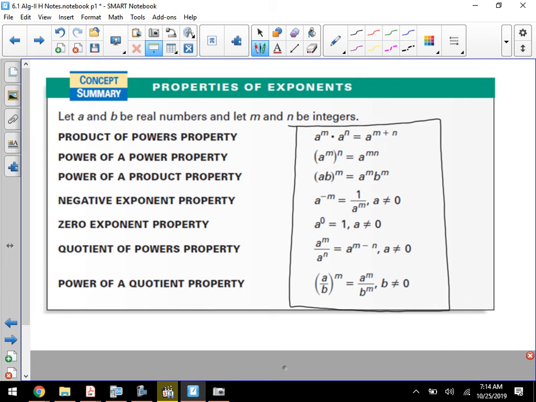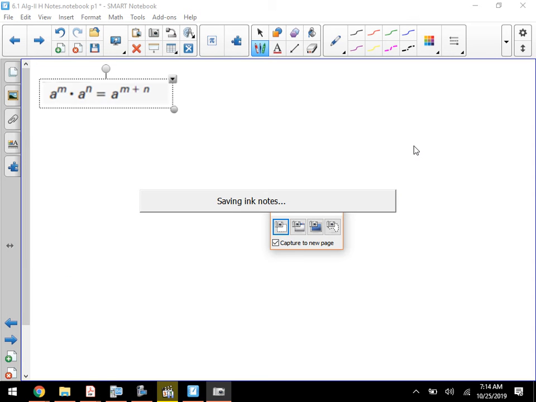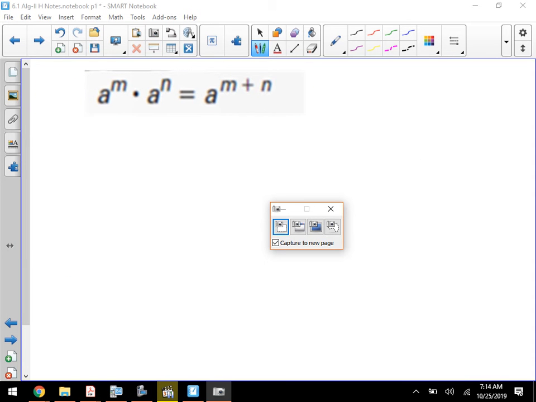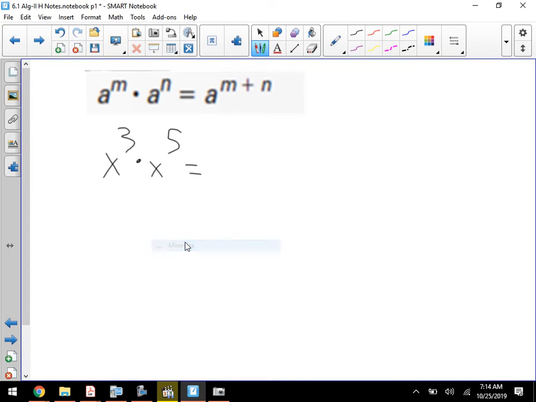Good work. Anyway, as you go through these things, what we're going to look at here is when you have the same base with different exponents. In this case, if I have x to the third times x to the fifth, all you're doing here is adding up your exponents. You get x to the eighth.